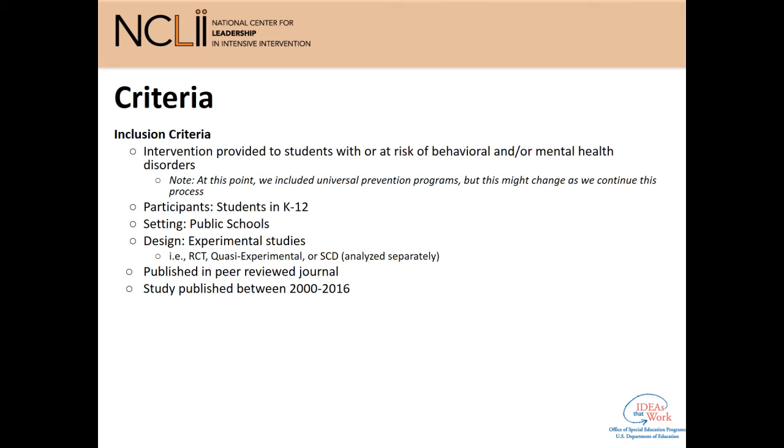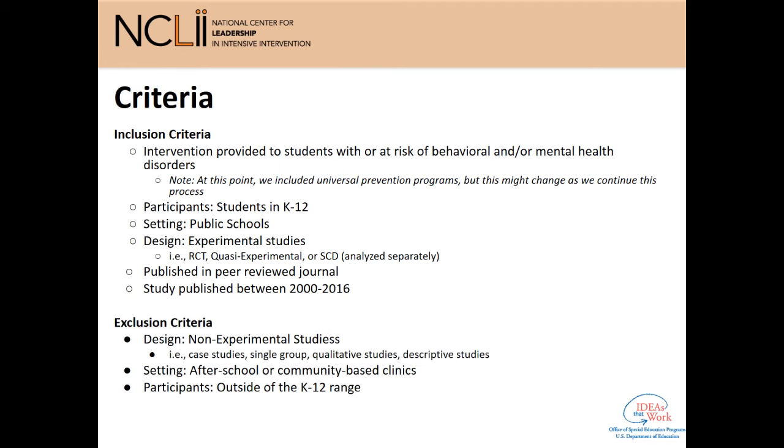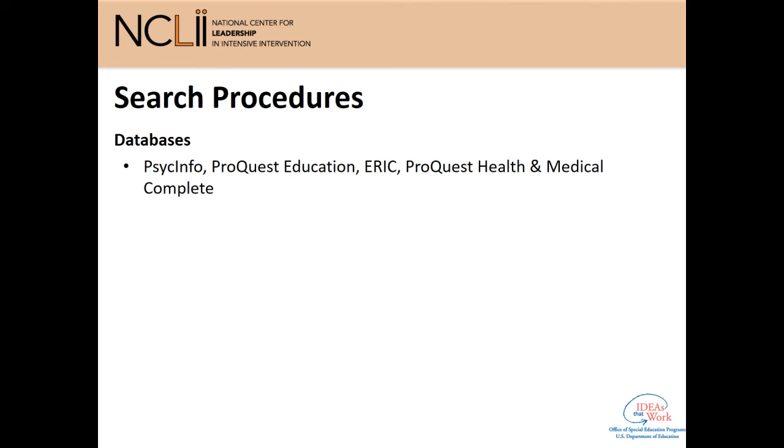We chose the year 2000 because that's the last time a literature review was conducted on school-based mental health services. We use that a little bit as a guide, but we do make some changes because a lot has changed in the last 16 years. As far as exclusion, the design, if it's not experimental, if it's an after-school or a summer-based clinic, or if the participants are outside the K through 12 range.